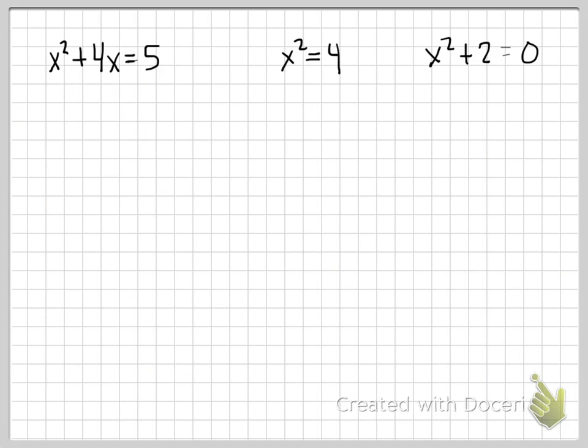So here's 3 more to try. You could pause it, try these 3, and then come back. So I'm going to solve the first one first. I'm just going to do them symbolically. I'm not going to graph them. Okay, so because this one has an x squared and an x, I'm going to set it all equal to 0 and try to factor it.